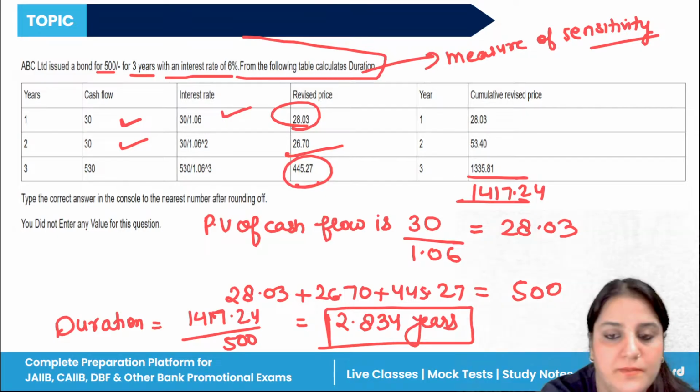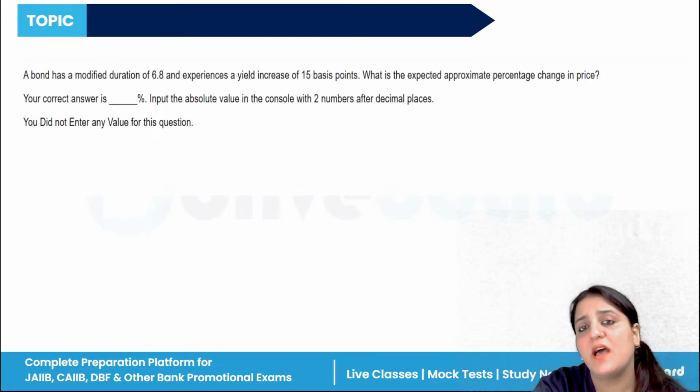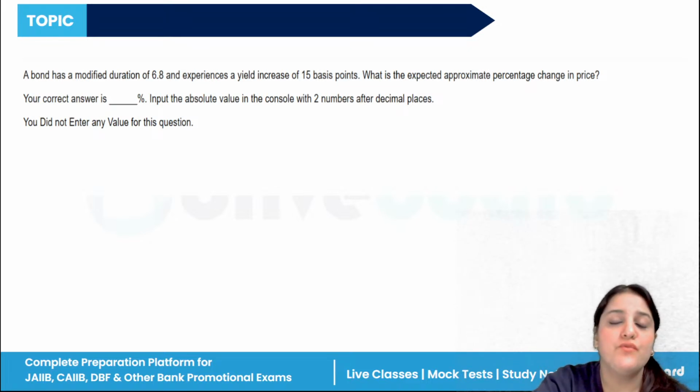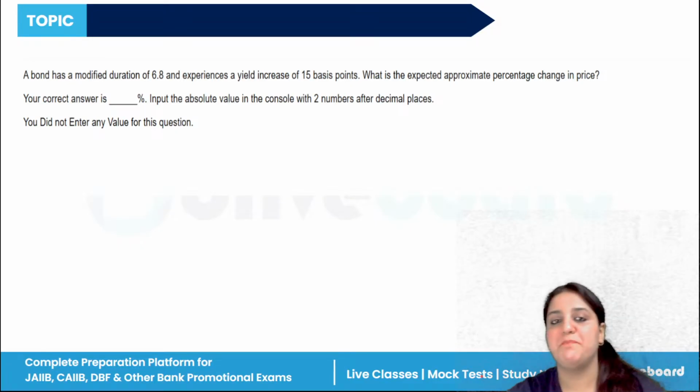Now next question. There is a bond which has a modified duration of 6.8 and experiences an increase in yield of 15 basis points. So what is the expected approximate percentage change in price?